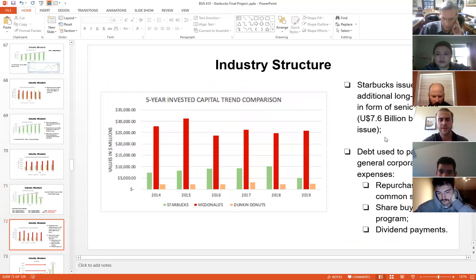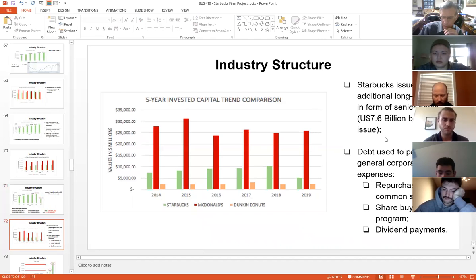As I was saying, the reason that explains this increase in debt is that Starbucks issued additional long-term debt in the form of senior notes, a close to 8 billion bond issue. The debt was used to pay for general corporate expenses, the repurchase of common stock, the buyback program, and dividend payments.